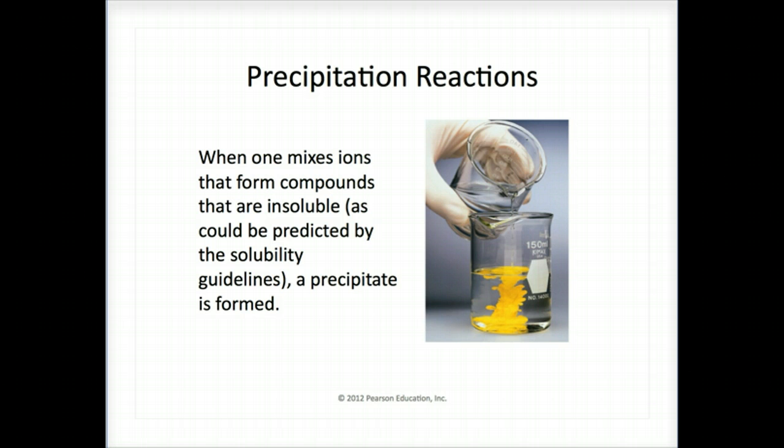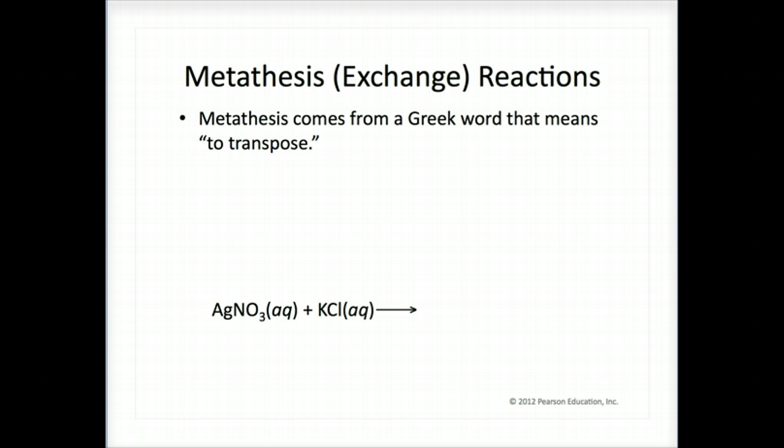Remember from your previous chemistry classes, the formation of precipitate was one of three ways we knew that a chemical reaction had occurred, the other two being a color change and formation of a gas. When we deal with precipitate reactions, it's the direct result of a metathesis or exchange reaction.